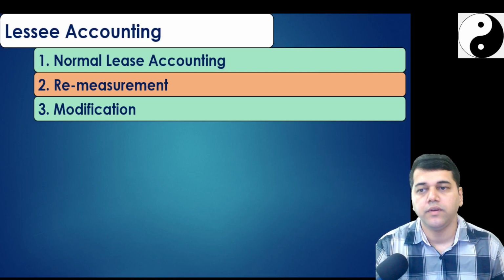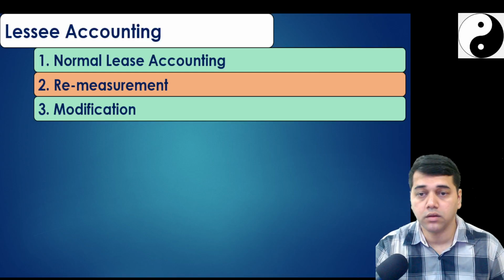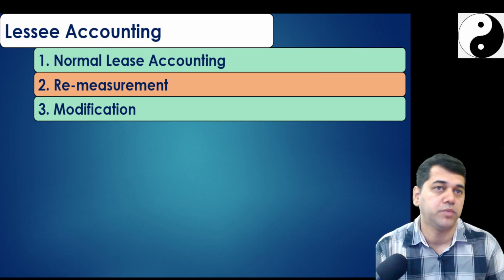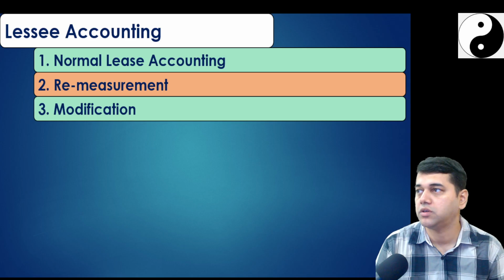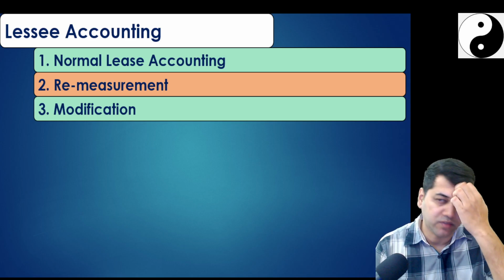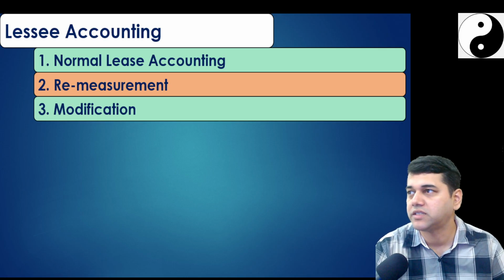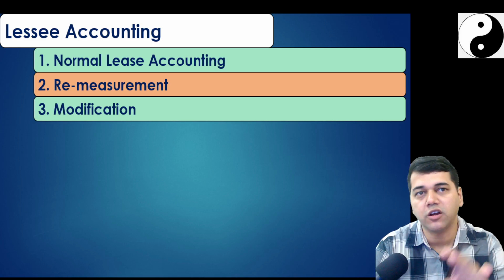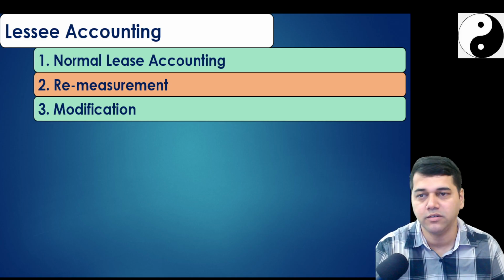Okay, so now we will move on with the remeasurement. We have learned yesterday about how lease accounting is going to happen. Before we proceed, we'll have one quick recap. Yesterday we learned theoretically. Now we'll try to draw one mind map, one chart. You can also try that, and I strongly suggest you should try that.